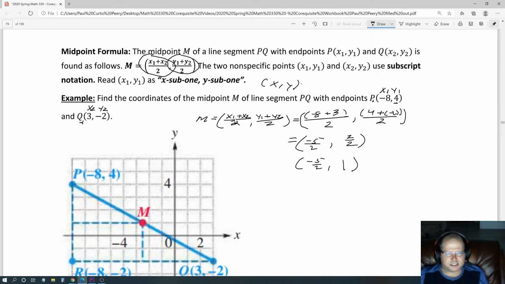Okay, so again, we just add the x values together. -8 plus +3 is -5. -5 over 2. We add the y values together. 4 plus -2 is going to give you a +2. +2 divided by 2 is 1. And now we have our midpoint.